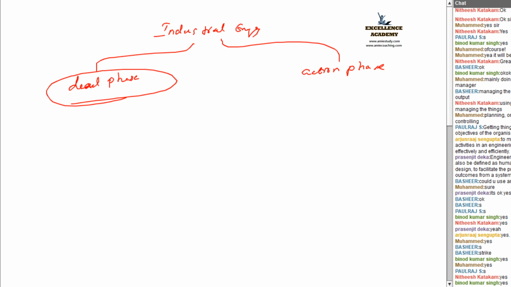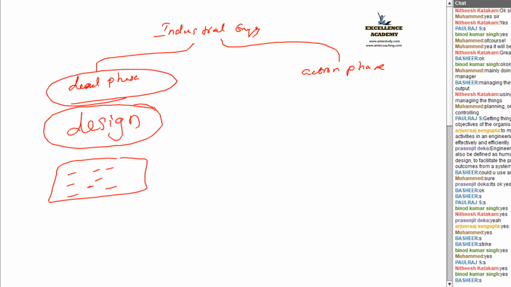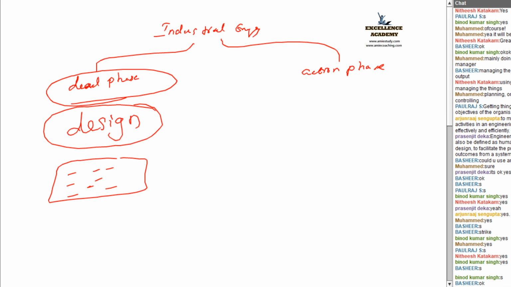The dead phase of a product means what? Design. That means the product will be on a piece of paper or in a computer file. Am I right? It will not have its birth yet. That is the dead phase. In that field also, the industrial engineer has to work, for proper management. Okay. Next is the action phase.